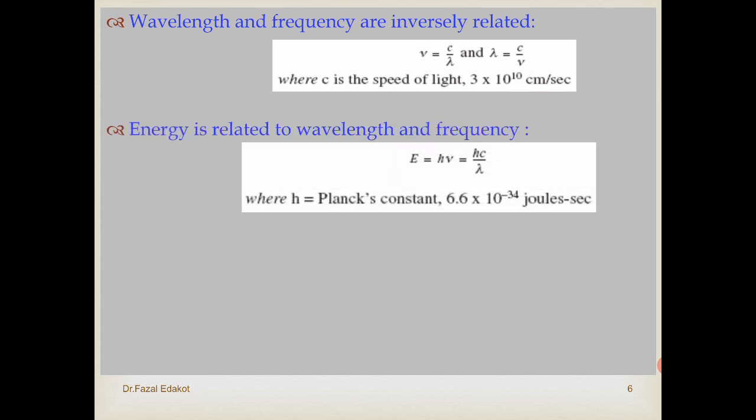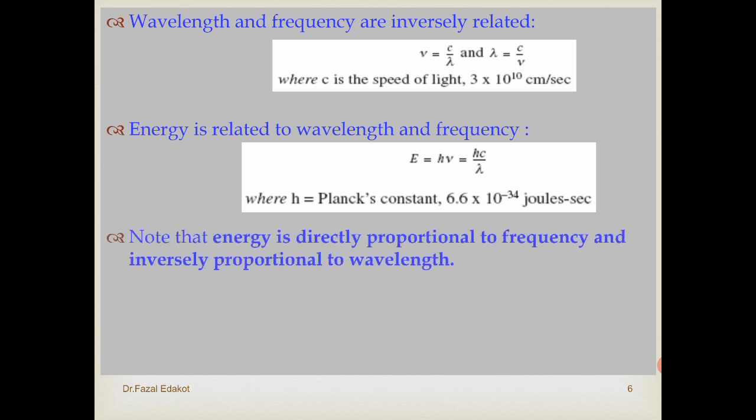The energy is related to frequency by Max Planck's quantum theory. Energy is absorbed or emitted in the form of small packets of energy, and each packet is called a quantum. Each quantum has an energy E equal to h nu. It can be rewritten as hc by lambda, taking the previous equation into consideration, where h is Planck's constant, 6.6 into 10 raised to minus 34 joule seconds. Note that the energy is directly proportional to frequency and inversely proportional to wavelength.